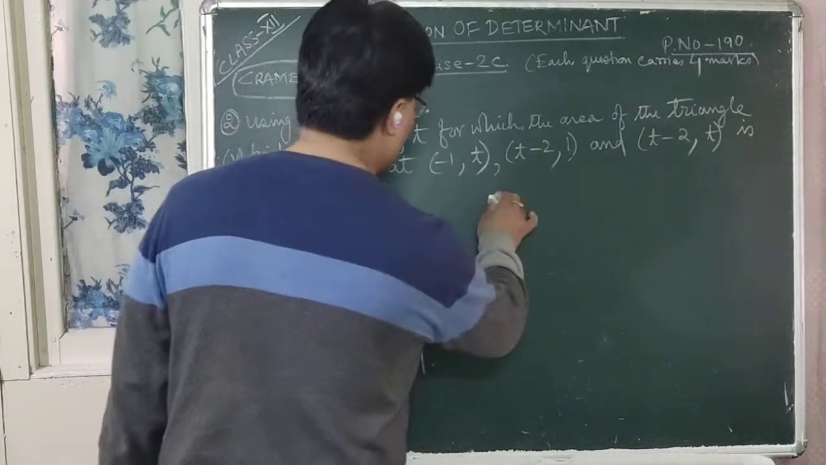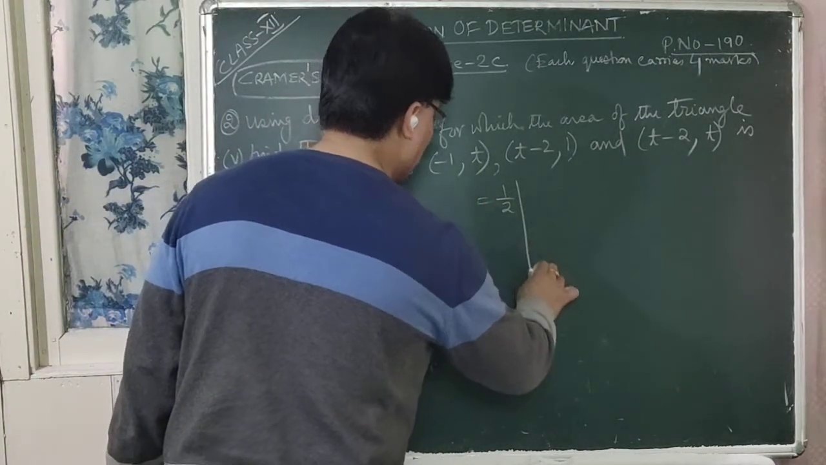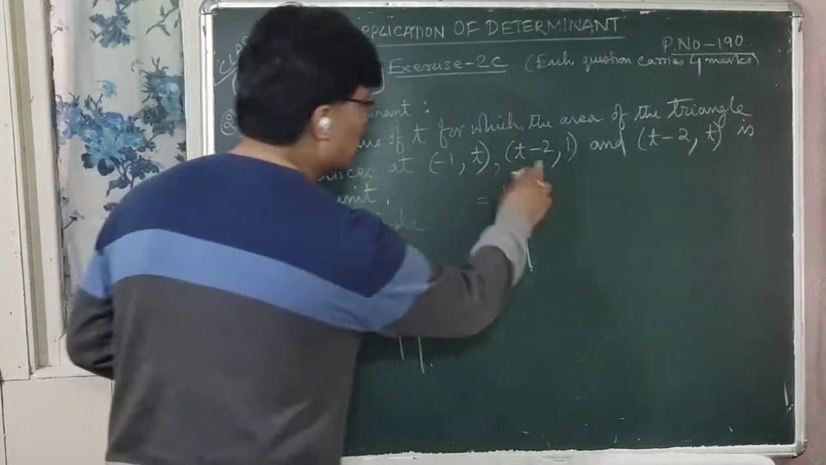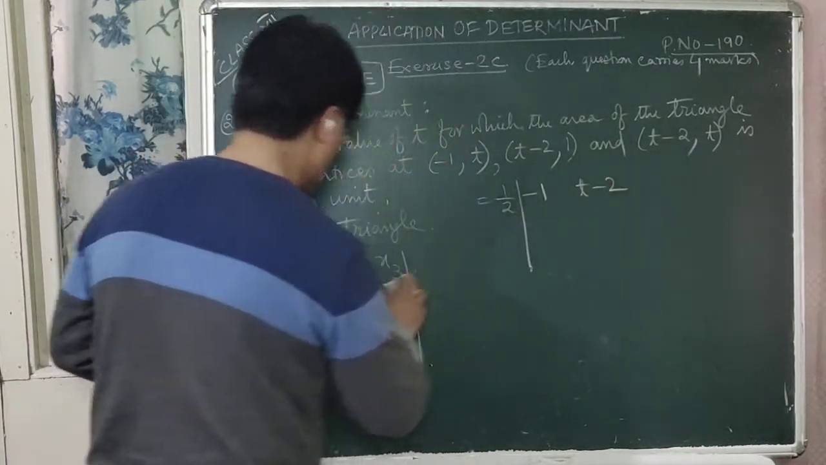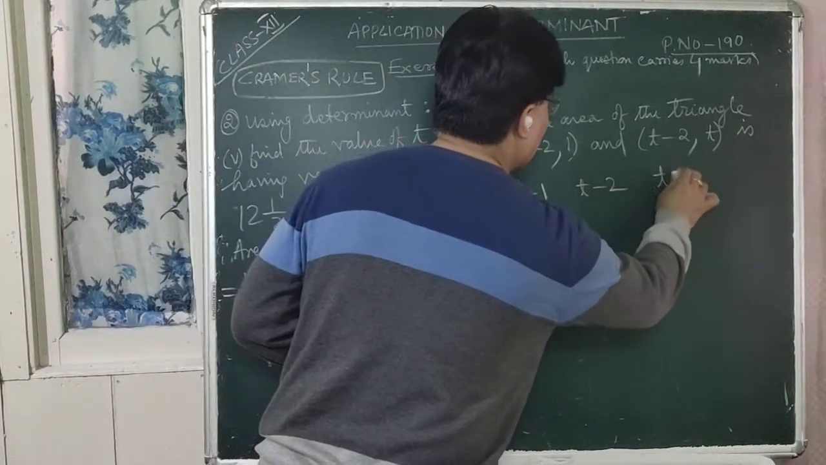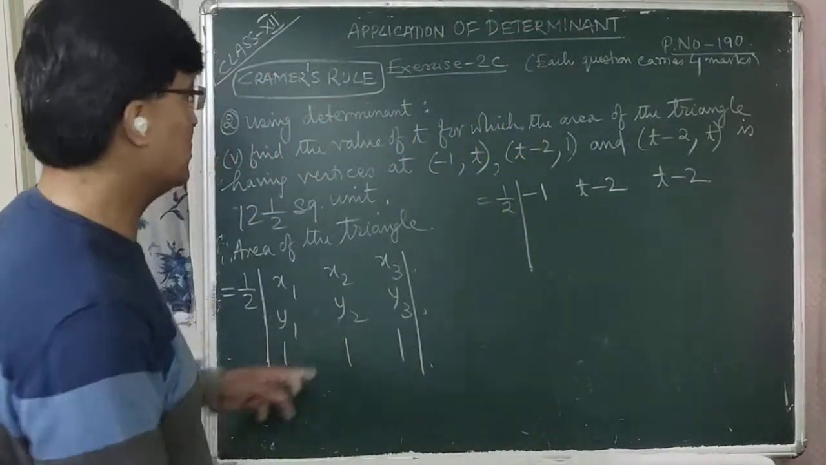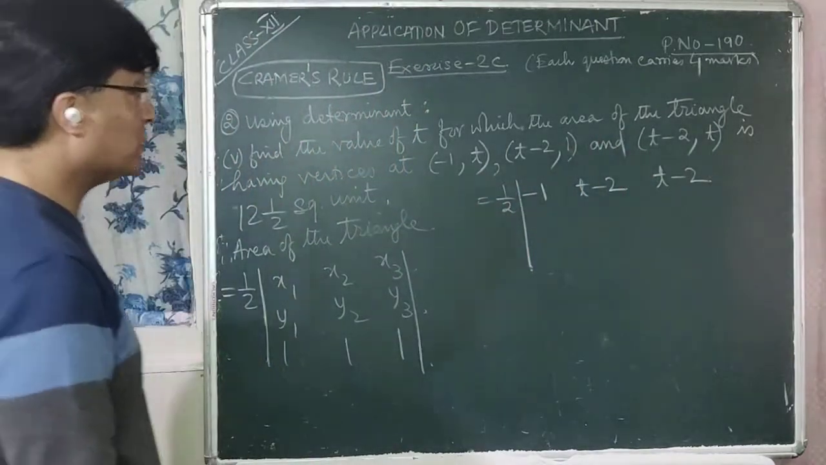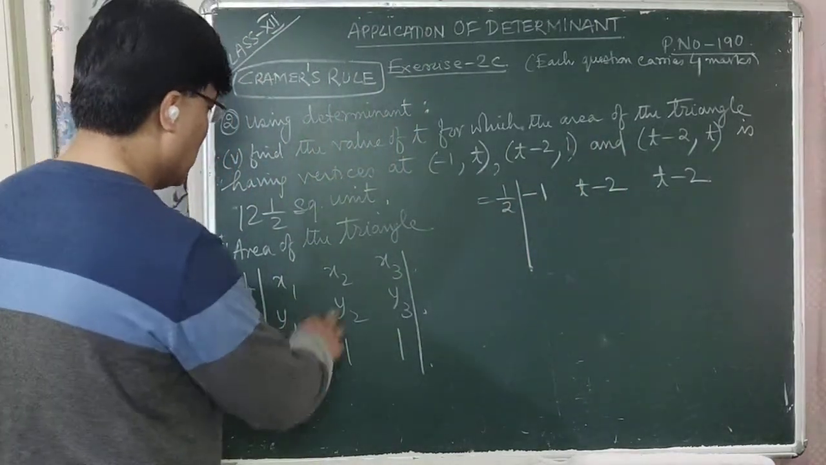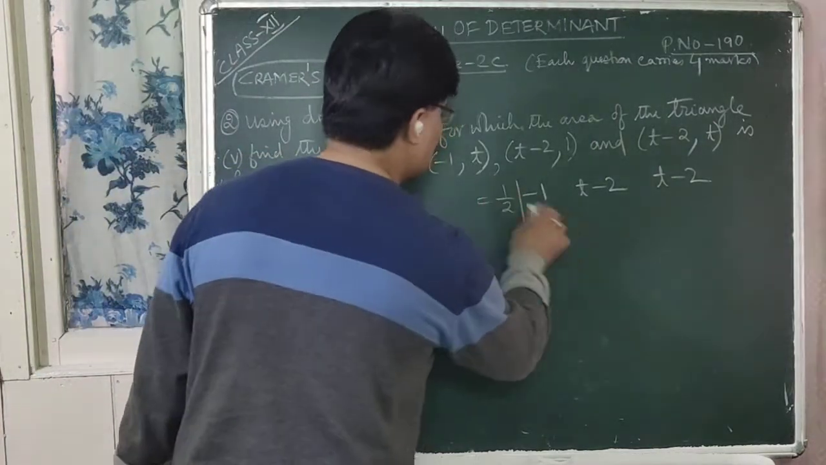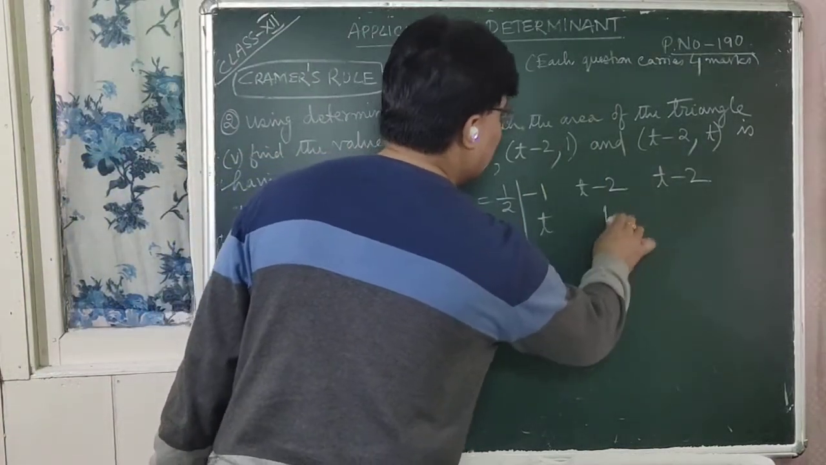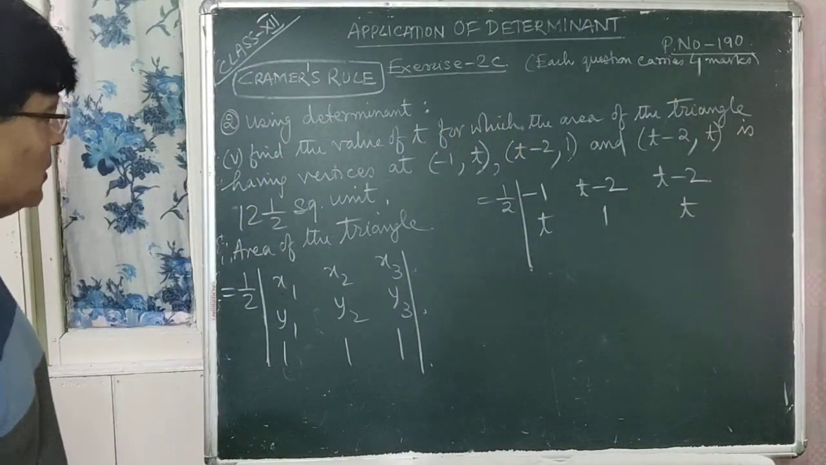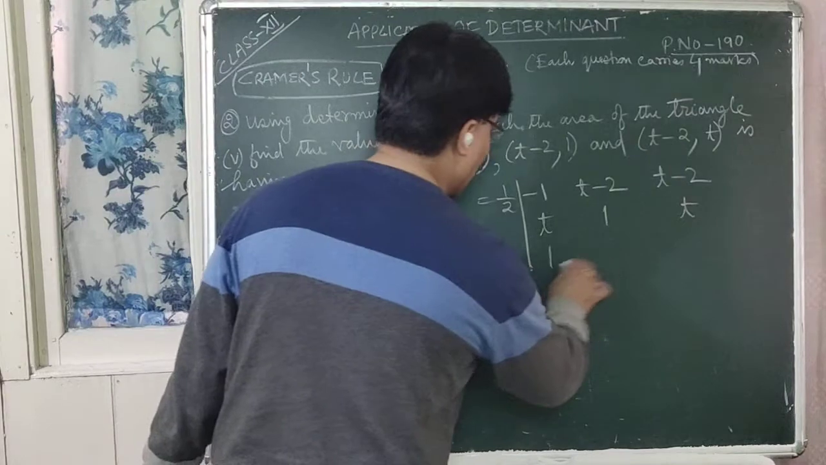So next is equal to half within determinant. What is x1? This is minus 1. What is x2? It is t minus 2. What is x3? It is t minus 2 again, right? It is t minus 2. This is minus 1, t minus 2, t minus 2, right? Next one, what is the second row? It is t, this is t, this is 1, and this is t, right? What is the third one? It is 1, 1, 1.